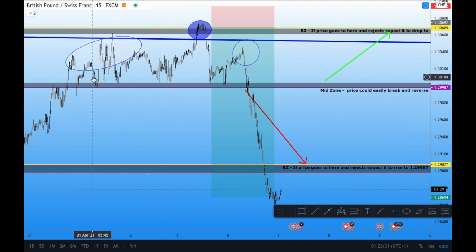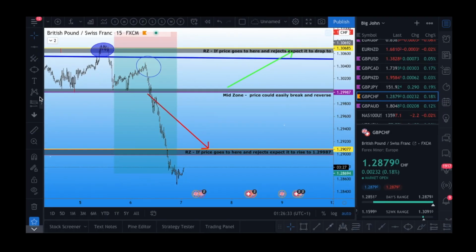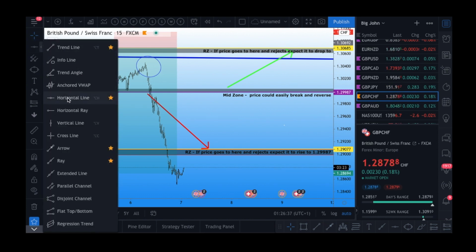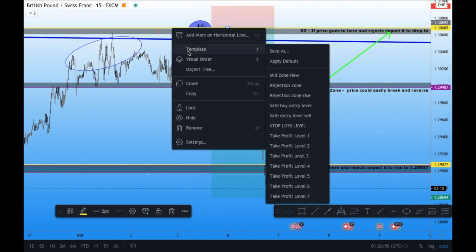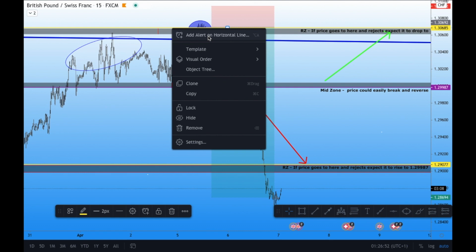And if you want to find where it is, just right over here on the second one down, and then you've got your trend lines, etc. And as you can see, I've got it starred. And then what you want to do is go to a right click on this, and then go to add alert.